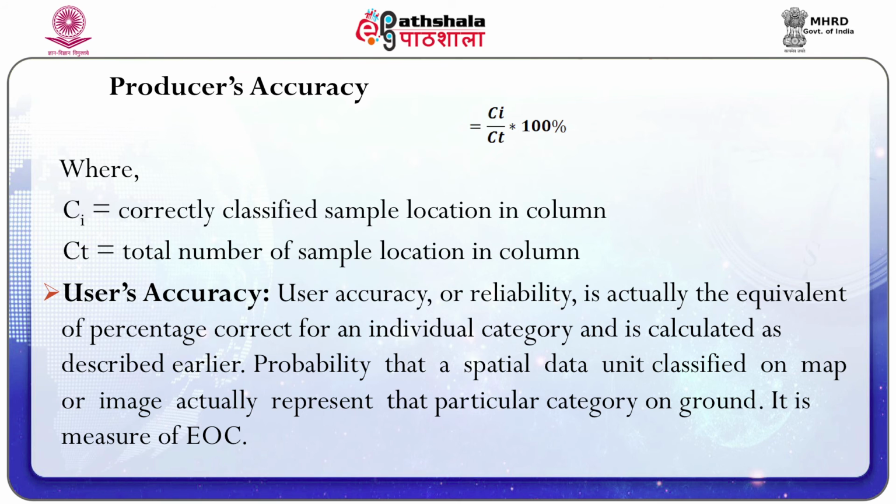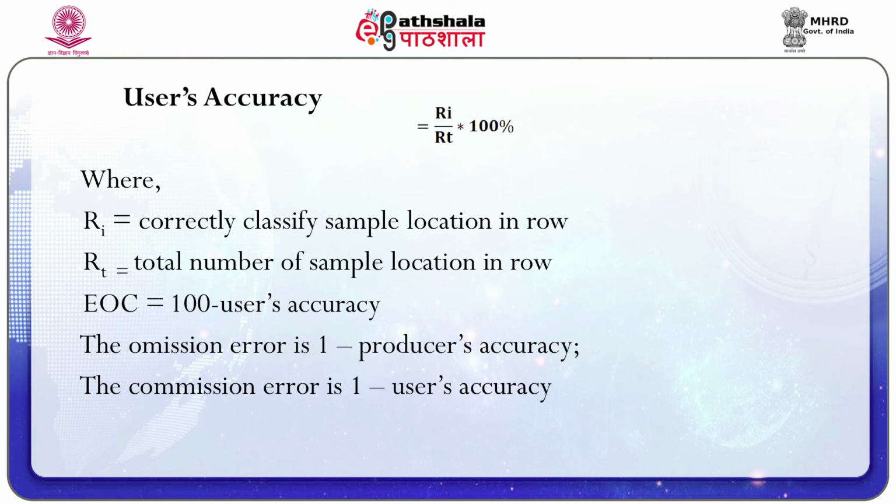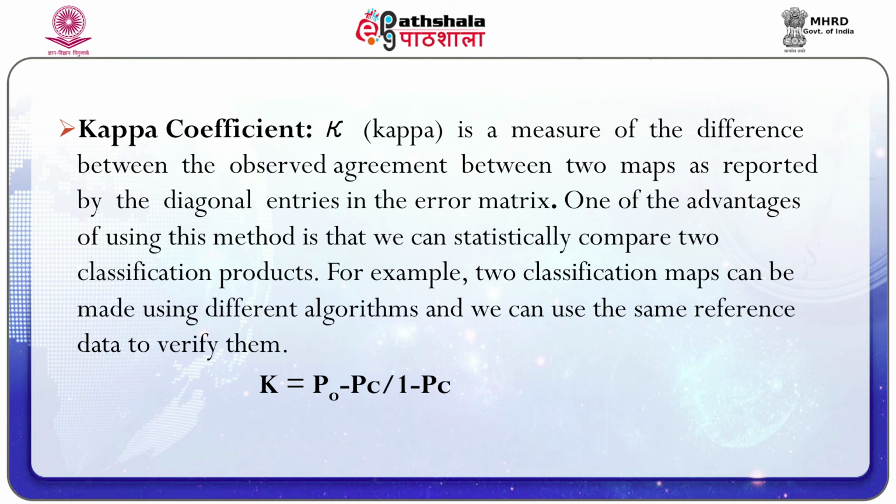Now we will discuss the user's accuracy. User accuracy, or reliability, is actually the equivalent of a percentage error of an individual category, and is calculated as the probability that a spatial data unit classified on a map or image actually represents that particular category on the ground. It is a measure of error of commission, where Ri equates to correctly classified samples, Rt is the total number of sample locations, and error of commission is given by 100 minus user accuracy. The omission error is given by 1 minus the producer accuracy and the error of commission is given by 1 minus the user accuracy. Now we will discuss the kappa coefficient.